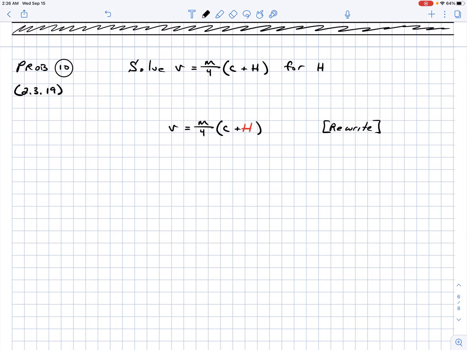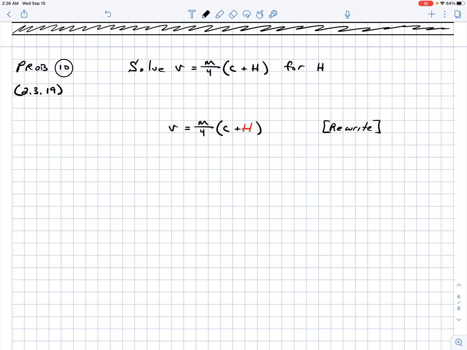Solve v equals m divided by 4, or 1/4 m, because when you divide a number by 2, you're taking 1/2 of that number. If you take a number and divide it by 3, you're taking 1/3 of that number. If you take any number and divide it by 4, you're multiplying that number by 1/4.